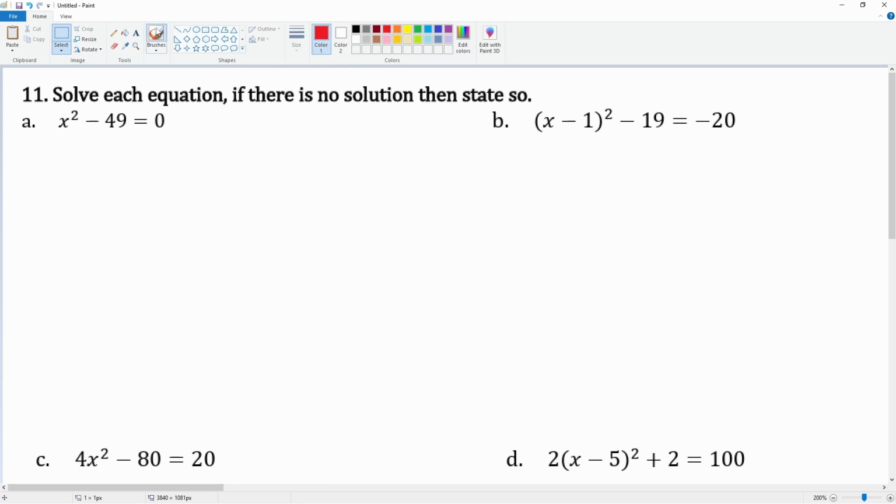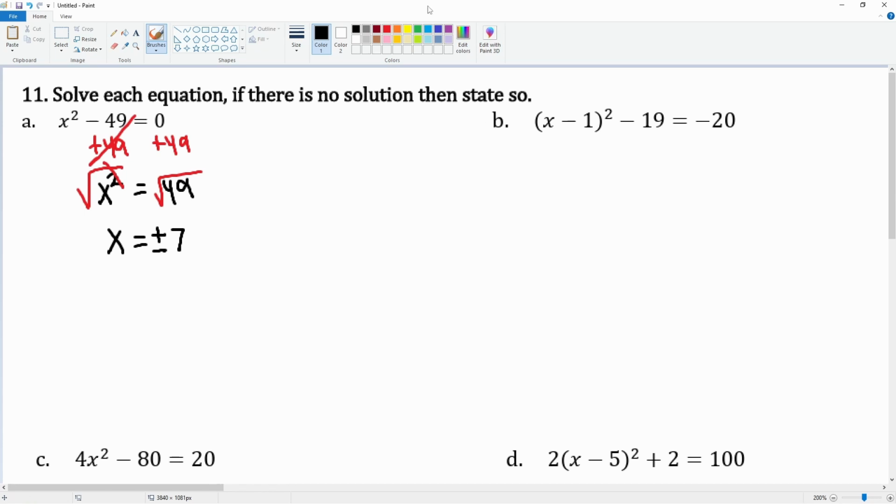All right, so we want the x squared to be by itself. So let's get rid of this negative 49. We're going to add 49 to both sides. This cancels. We have an x squared on the left is equal to 49. To get rid of the square, we square root both sides. The square and the square root cancel, leaving you with just an x. The square root of 49 is 7. Don't forget, it's plus and minus when you solve.